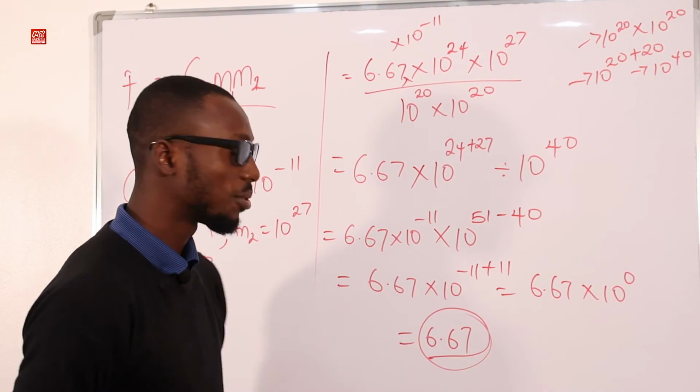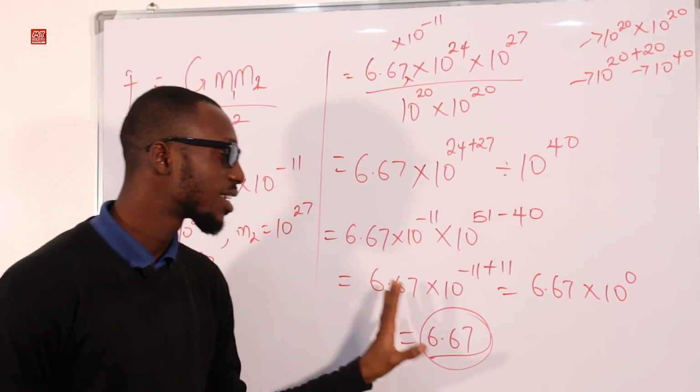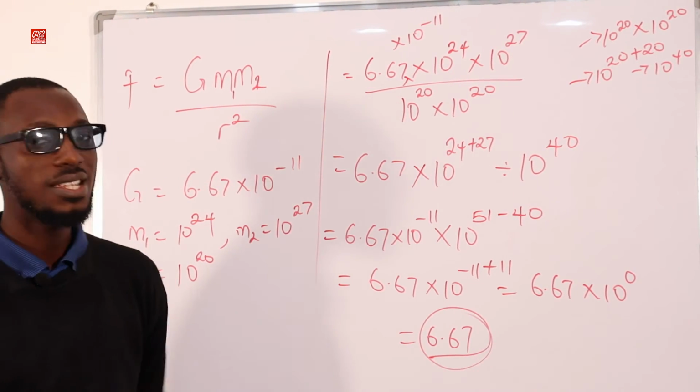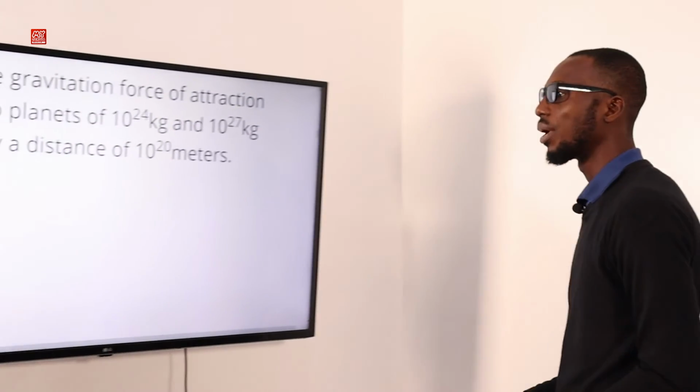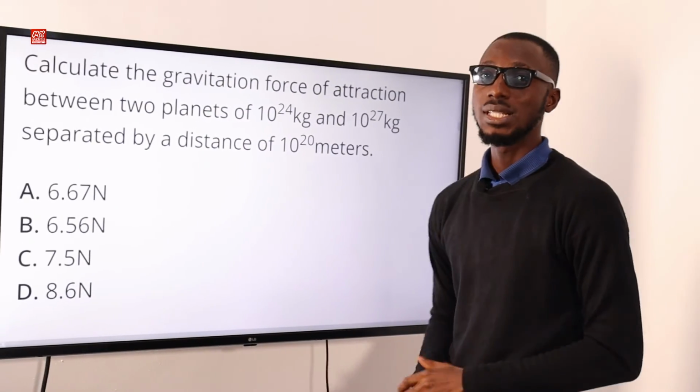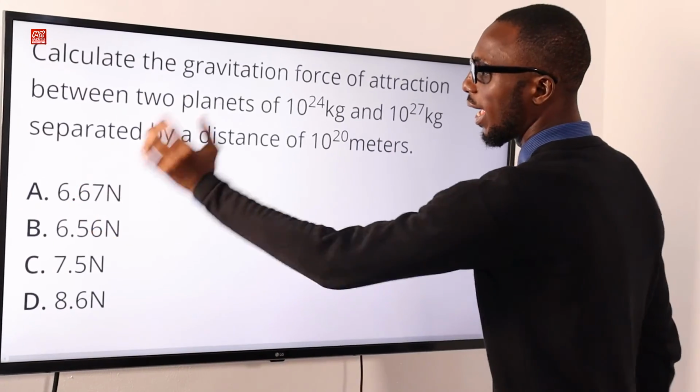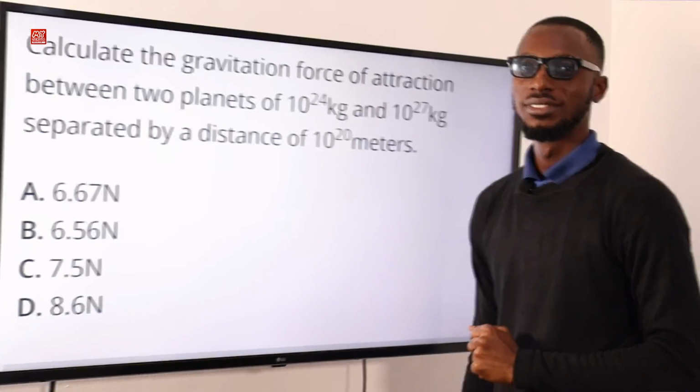Then we can put in the units as we go back to the screen. So the gravitational force is 6.67. Let's go back to the screen to point out the correct option. Remember, the unit of force is the Newton. So option A is the correct option.